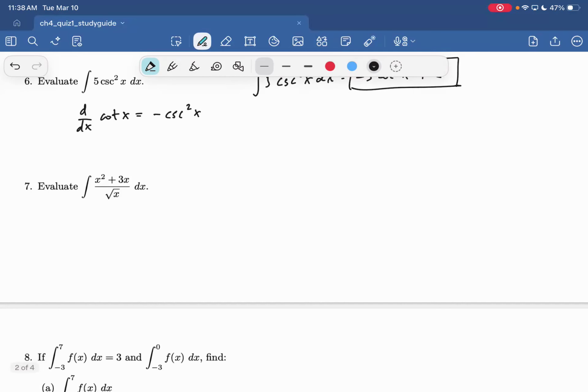Next question, we're trying to evaluate this. To do this, we should split this up first into sums of powers. So the square root of x is just x to the 1/2. And so x squared divided by x to the 1/2 is x to the 3/2, plus 3 times x divided by x to the 1/2, which is x to the 1/2.